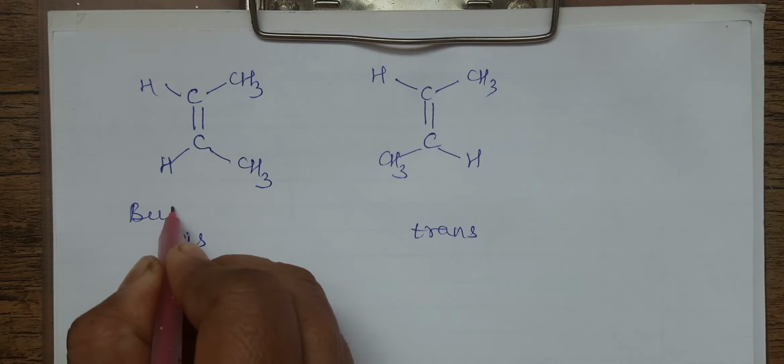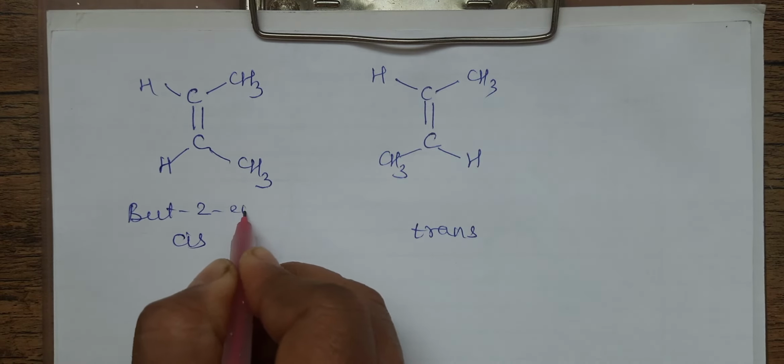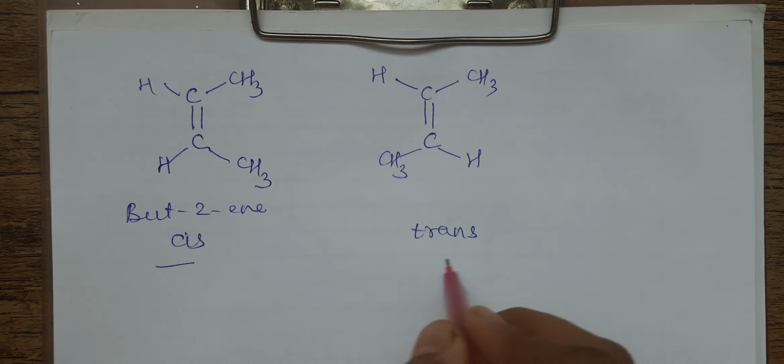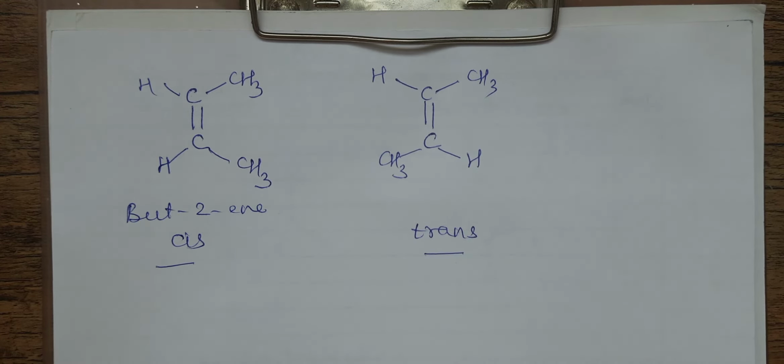butene. Okay, this is the cis isomer of butene, this is the trans isomer of butene.